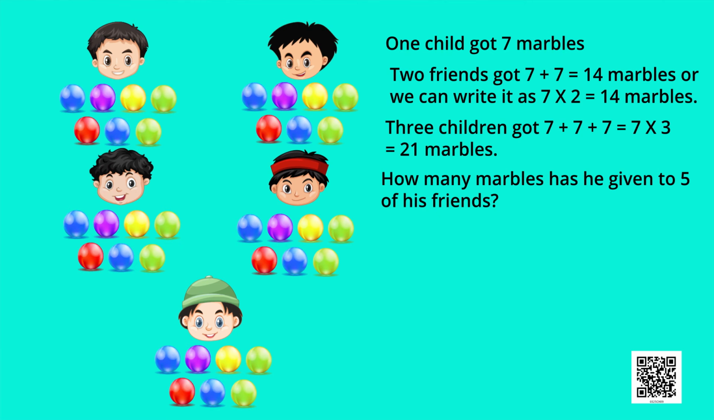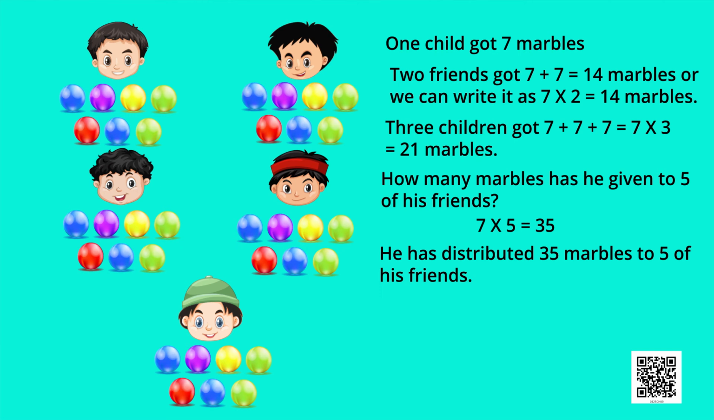This is nothing but 7 multiplied by 5. And what is it equal to? Yes, it is equal to 35. So he has distributed 35 marbles to 5 of his friends. Each one of them was very happy.